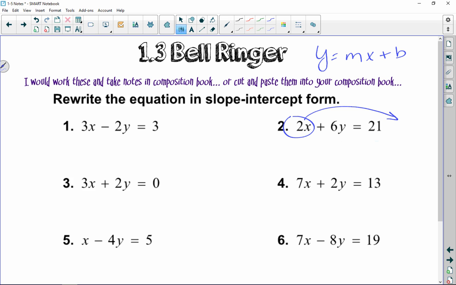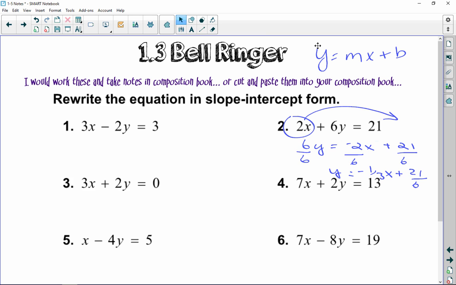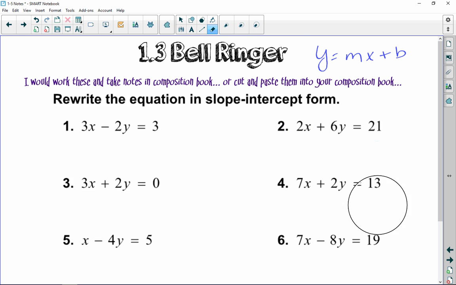Okay, so if I take and move it over there, it turns into good. 6y equals -2x plus 21. Good. That gives me y equals -1/3 x. And then I would just leave that as 21/6. Okay? If you miss this, you can get on the Google Classroom and copy it down, right? Okay, number 3.